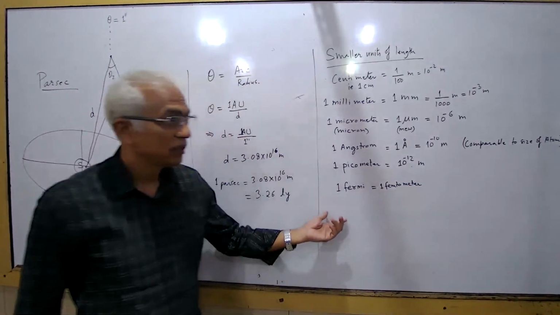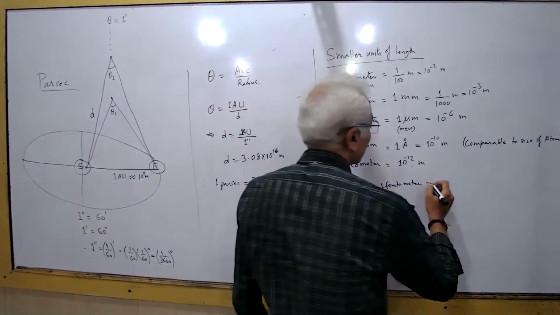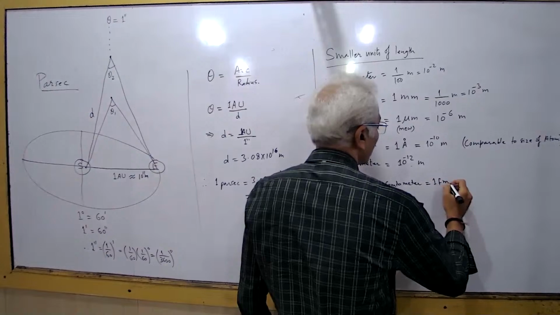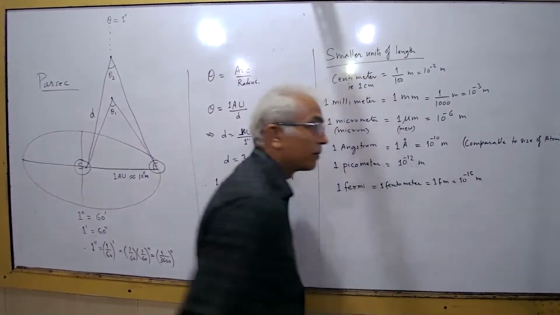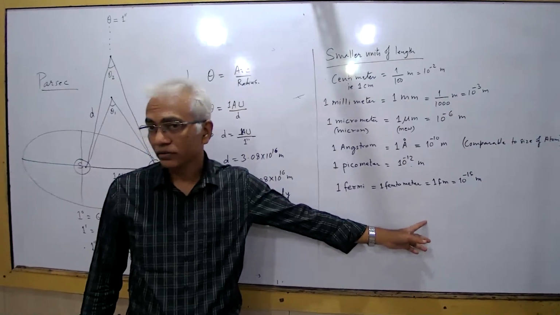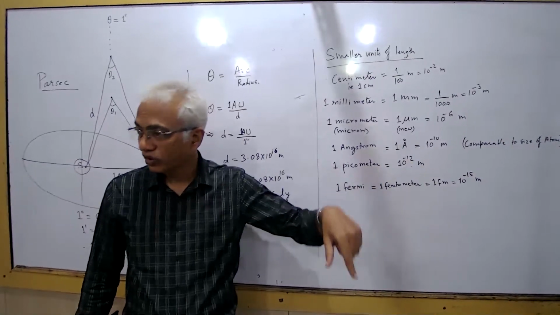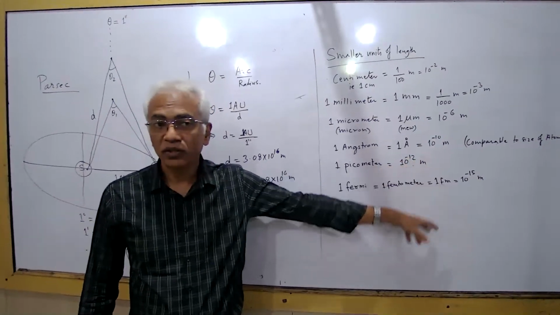So it is written differently. 1 Fermi or 1 femtometer is the same thing. That is 1 fm, which is 10 raised to minus 15 meter. This is comparable to the nuclear dimension. Inside the atom you have a nucleus. So the nucleus is almost 1 lakh times smaller than the atomic size.